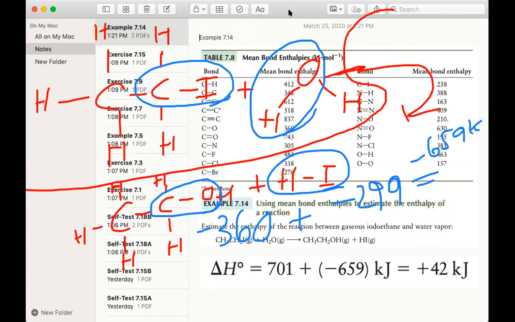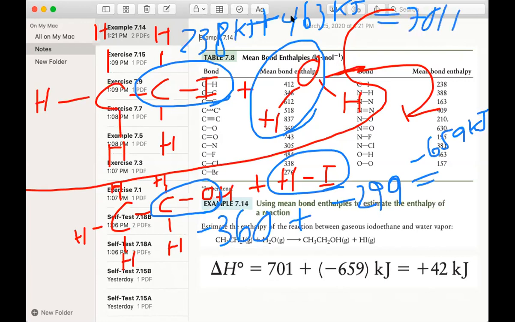Okay, kilojoules. And then on the other side, you've got CI breaking, and that's 238, so that's positive 238. And then OH is going to have to break, and that's a tough one. That's a strong bond. So that's 463. You add those two up, and you get exactly what the book gets: 701 kilojoules. Old Dr. J knows what he's doing.